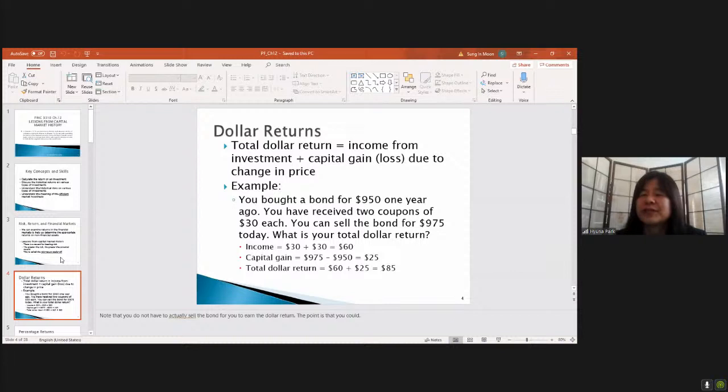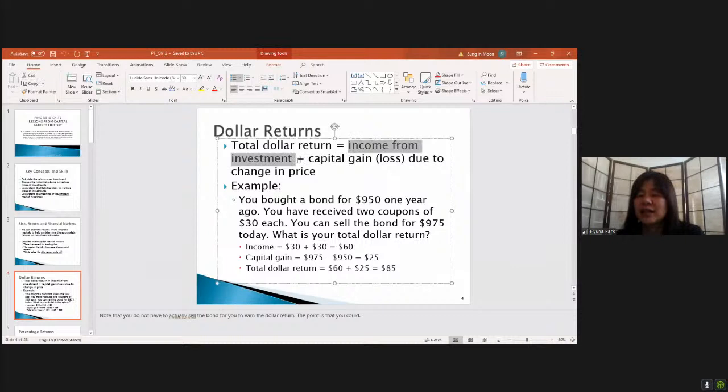One source is income generated from the security. In the case of stocks, that's dividends. The other source of generating dollar returns is the change in price, which we call capital gains or loss. So in short, you should remember the two sources of total dollar return: income from the investment, which for a stock is a dividend, and for a bond is coupons.